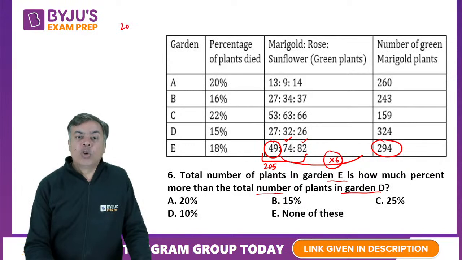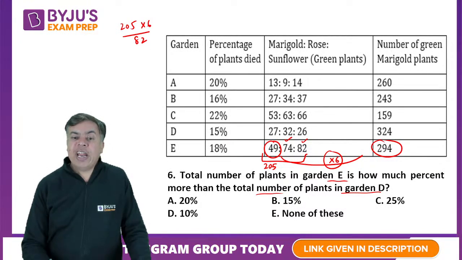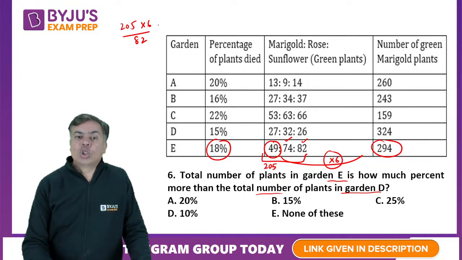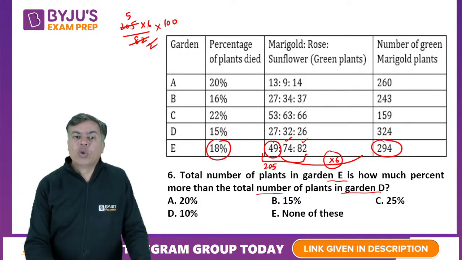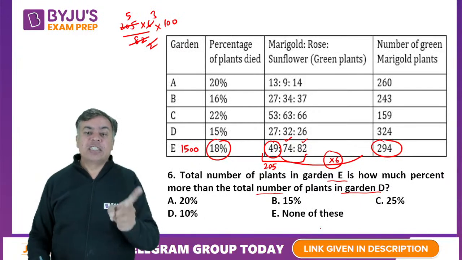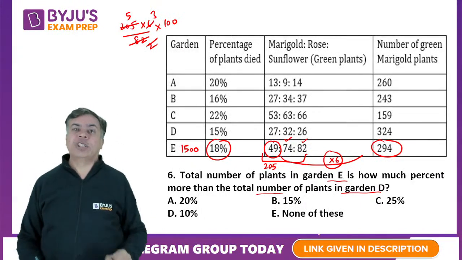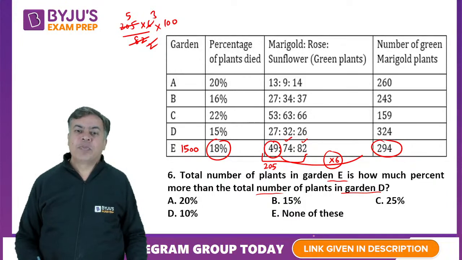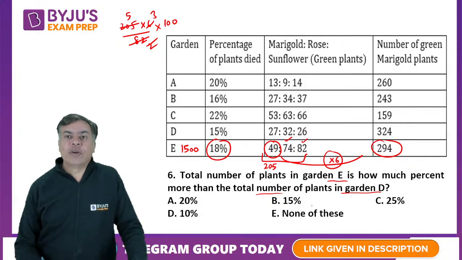205 into 6 is your 82%, because 18% died. So what is your 100%? So it is 41 into 2, 41 into 5, 2 into 3. So it is 1500. E total is 1500. And whatever you are calculating, you can keep these values, because these can be used further in other questions also. Okay, so E total is 1500.